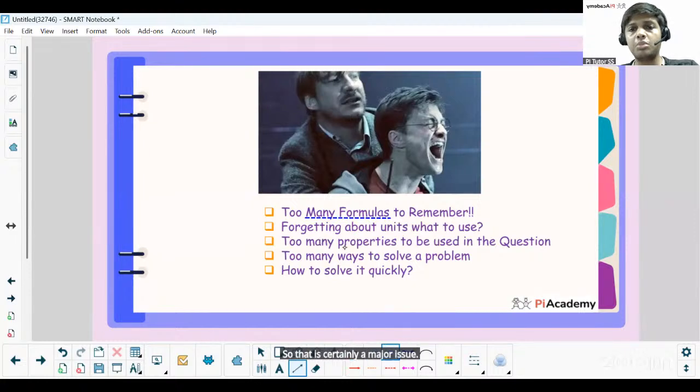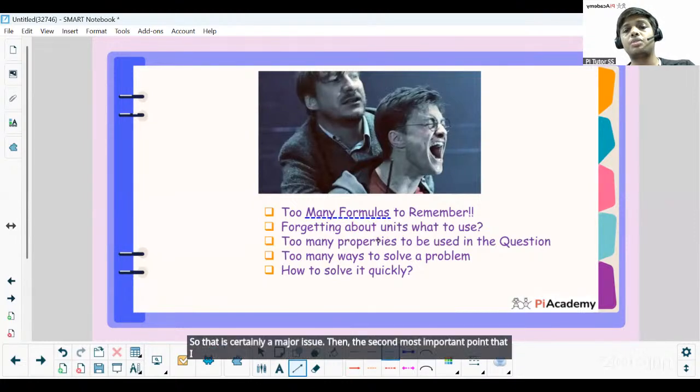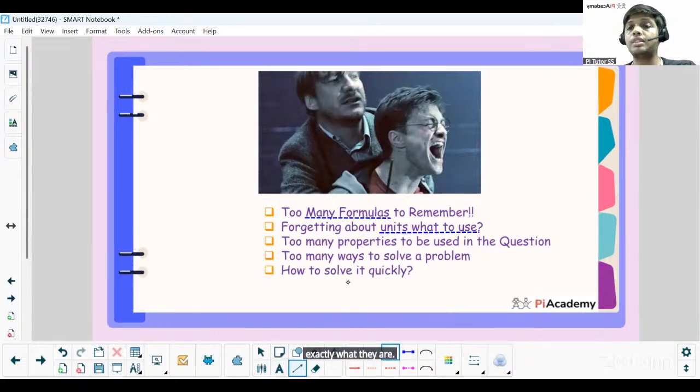Then the second most important point that I have seen in most of the cases is forgetting about units, exactly what they are going to use in the question. They tend to forget as to what to be used, how to solve that question. So that also needs to be figured out here.